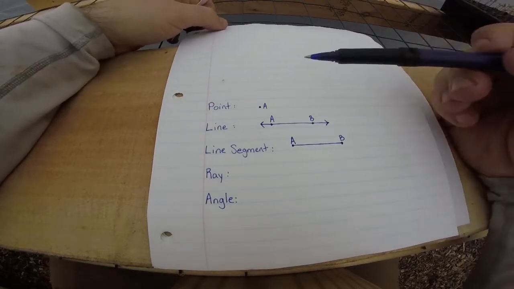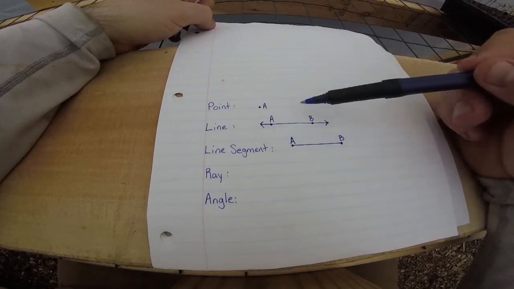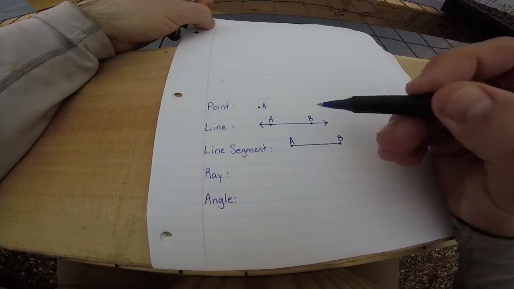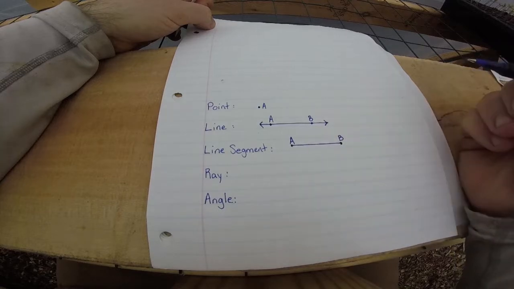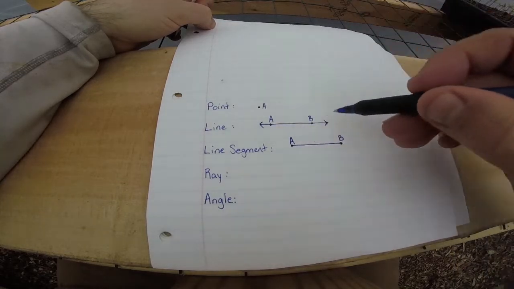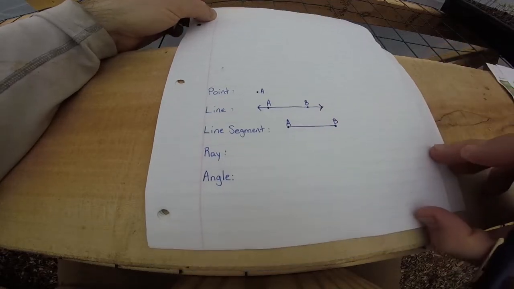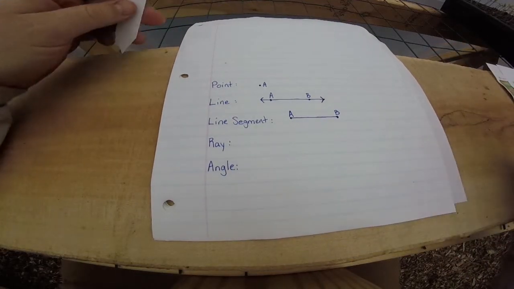Okay, so we've gone over what a point is. We've gone over a line. We've gone over a line segment. Remember, line segments come to an end, don't they? Okay. Lines go on forever. That's what these arrows mean at the end. They go on forever. Now we're going to talk about something different. We're going to talk about what a ray is.